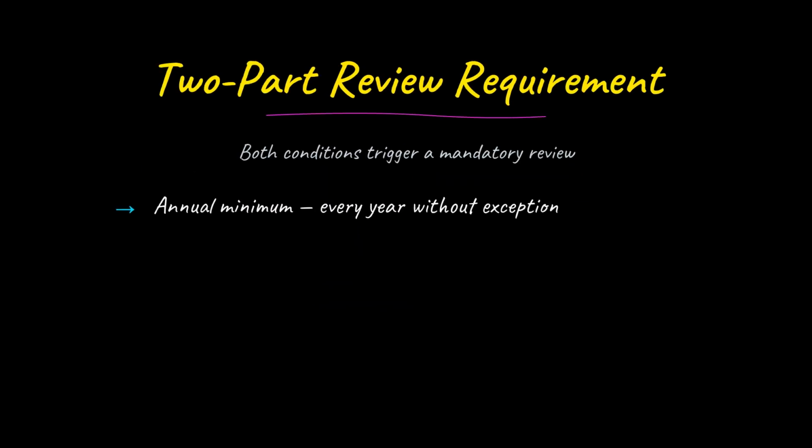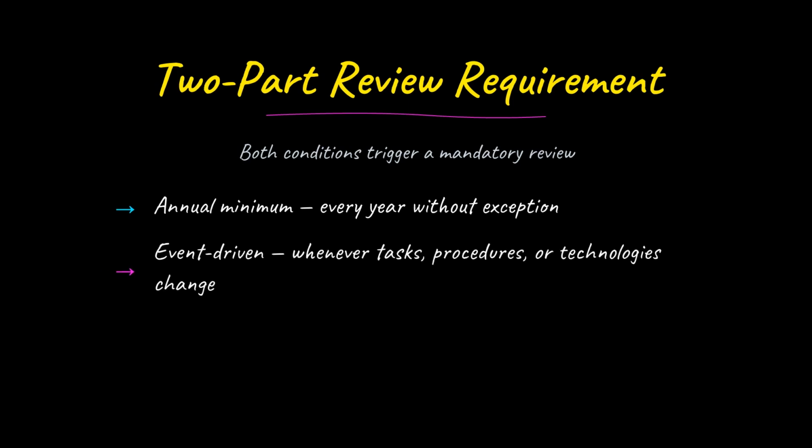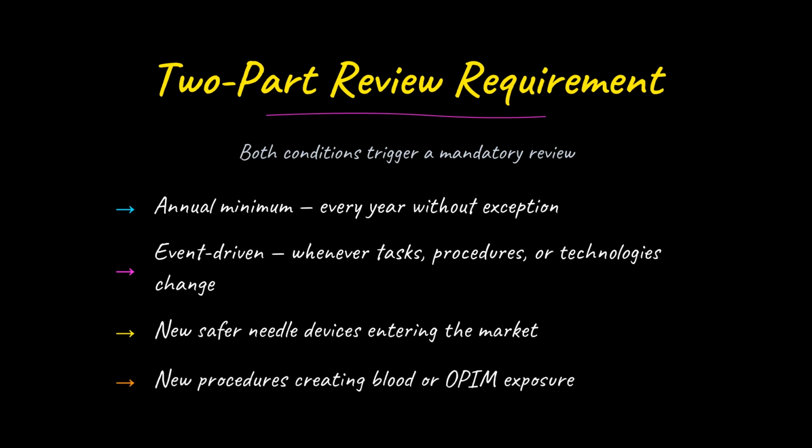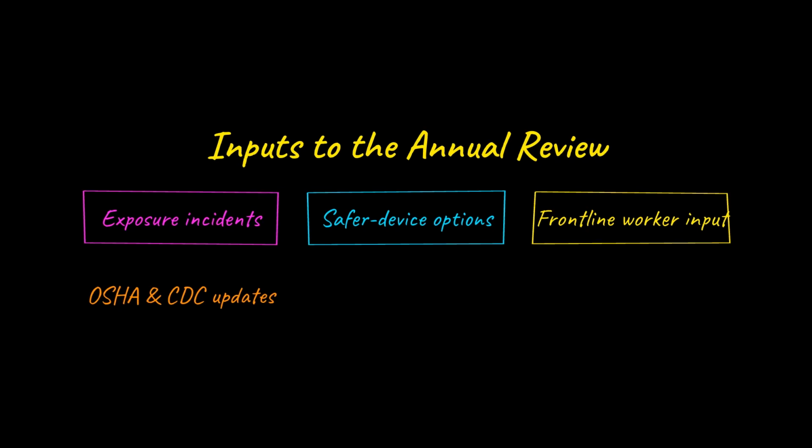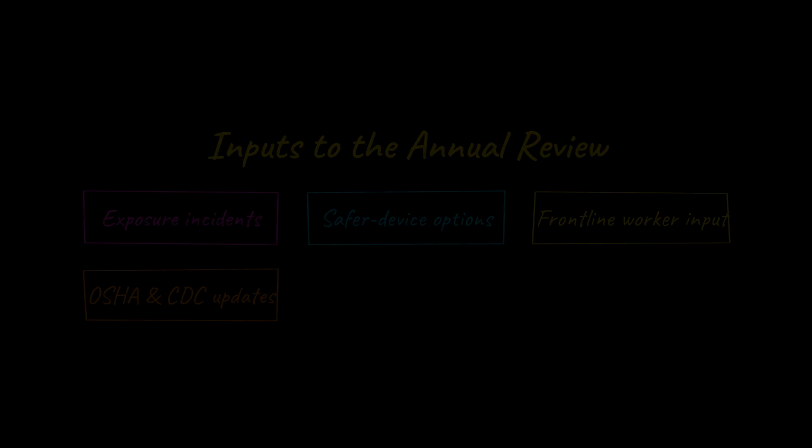The rule has 2 distinct parts. First, the plan must be reviewed at least once per year. Second, any change in work conditions, new safer devices, new procedures, new infectious agents, or shifts in patient population triggers an additional review regardless of when the last annual review occurred. The review process draws on 4 key inputs: the year's exposure incident reports, newly available safer device options in each category, feedback from frontline workers on device performance, and any regulatory updates from OSHA or the CDC. The plan is then revised, signed and dated before replacing the prior version.